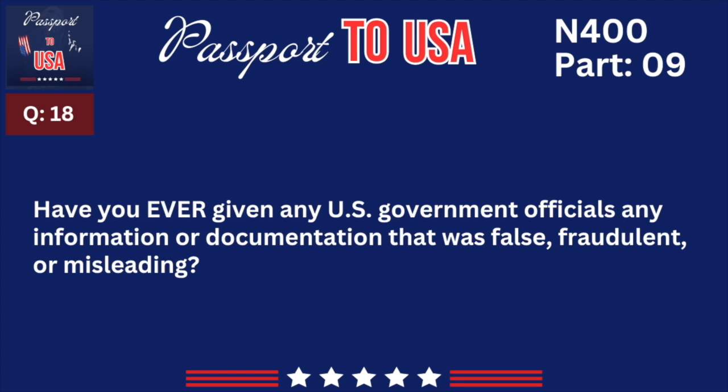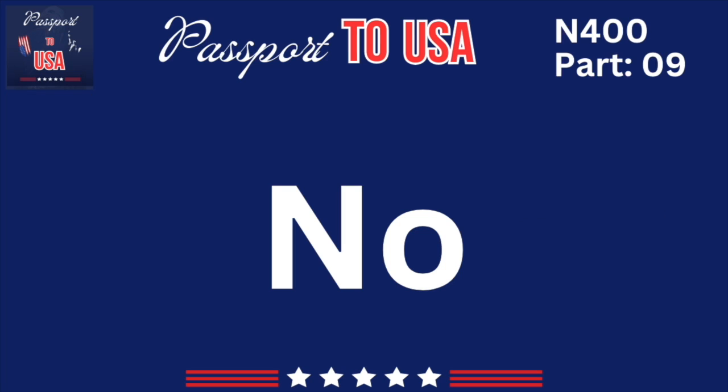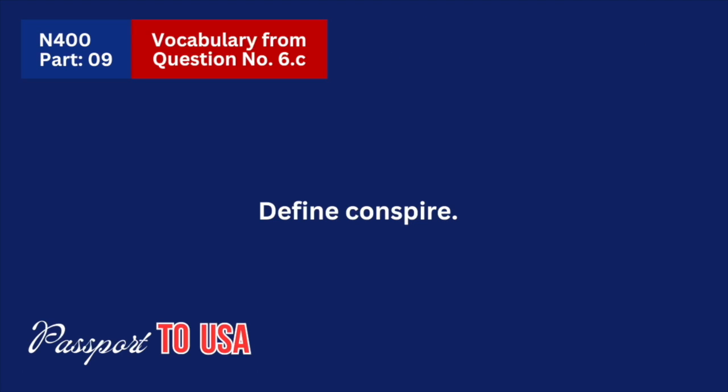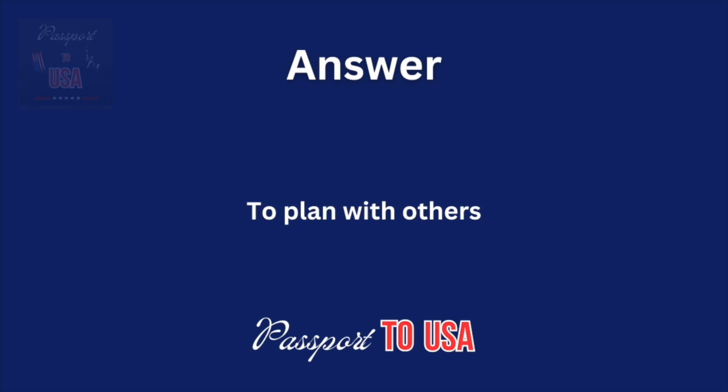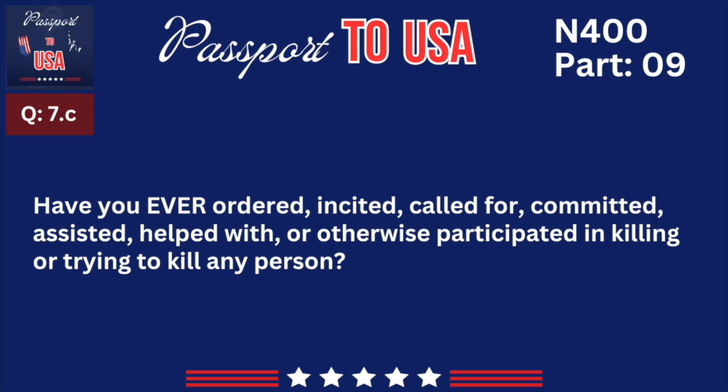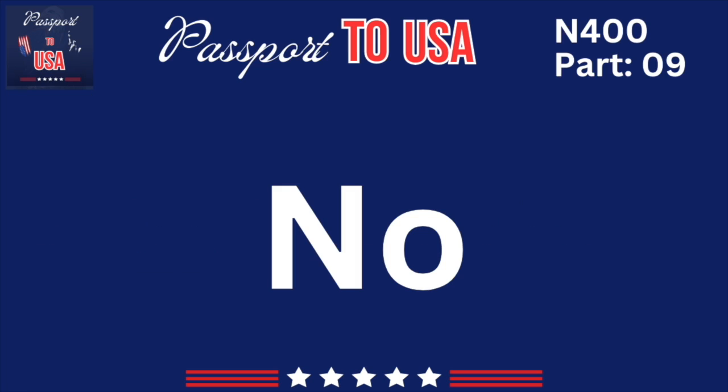Have you ever given any U.S. government officials any information or documentation that was false, fraudulent, or misleading? No. Define conspire. To plan with others. Have you ever ordered, incited, called for, committed, assisted, helped with, or otherwise participated in killing, or trying to kill any person? No.